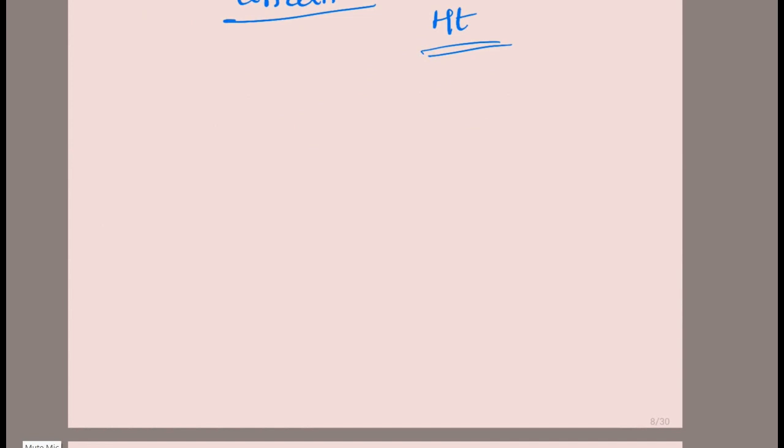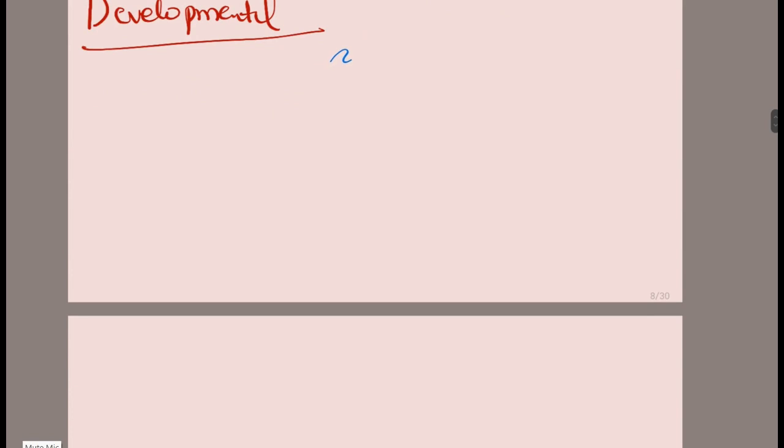Okay, next is development. In the case of developmental delay or a CNS case, you can take the developmental history in detail, or else you can just ask, is there any concern regarding his development? You can ask about it. Okay. Next is the family history.